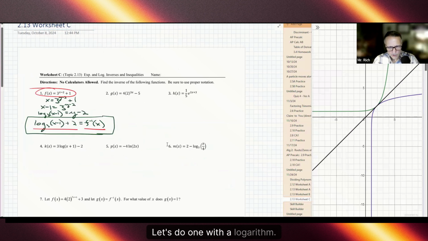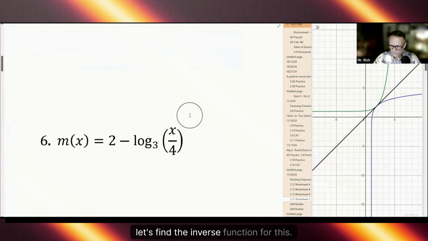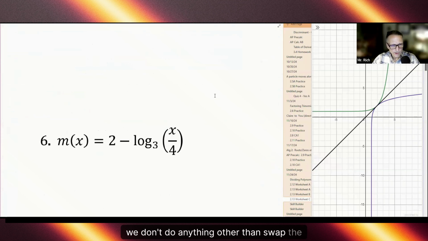Let's do one with a logarithm. Yeah, that number 7 is interesting. But let's find the inverse function for this. So the very first thing we do, we don't do anything other than swap the variables.